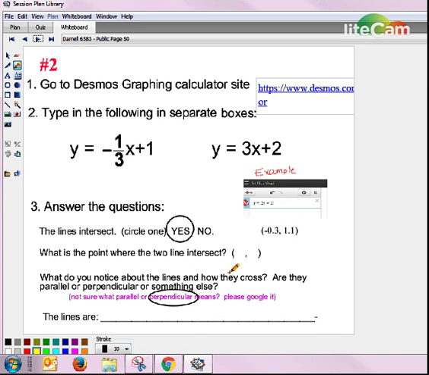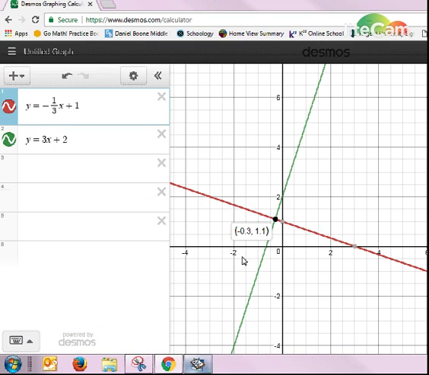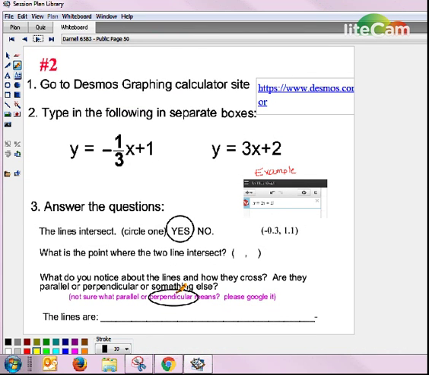And then what do you notice about the lines and how they cross or don't cross? Are they parallel or perpendicular or something else? Well, I know when two lines cross at 90 degrees, like a right angle, that they are perpendicular lines. So this student circled perpendicular. They were too lazy to write it on the line. That's fine. You can do that.